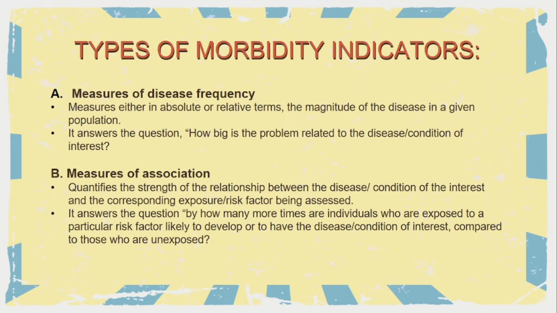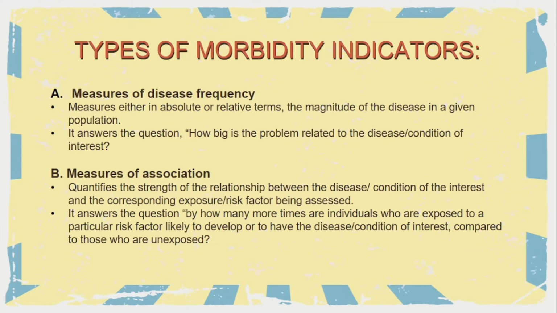Sa previous lectures natin, we defined what is morbidity and what is mortality. So wala na pong malilito kung anong difference nilang dalawa. So number one, measures of disease frequency. Measures either in absolute or relative terms the magnitude of the disease in a given population. And then it answers the question, how big is the problem related to the disease or condition of interest?